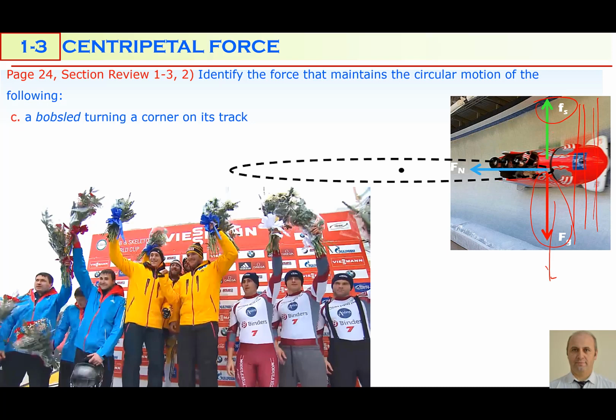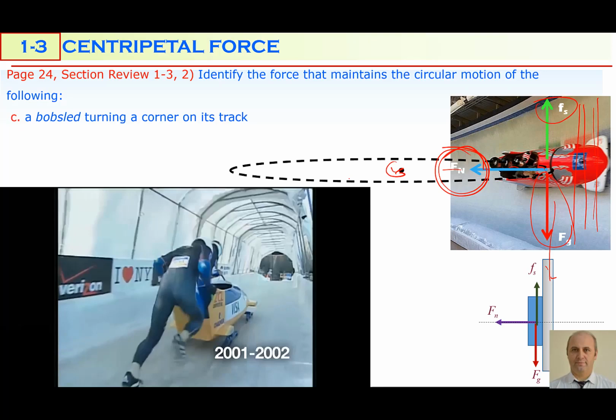This wall applies a reaction force because the bobsled pushes the wall of the track, and then the wall of the track gives a reaction on the bobsled. This reaction force, which is the normal force by the wall, points to the center. That's why this Fn is the only force which is pointing to the center of the circle. It's going to be the only centripetal force acting on this bobsled.